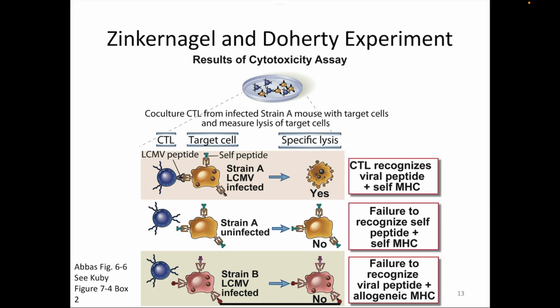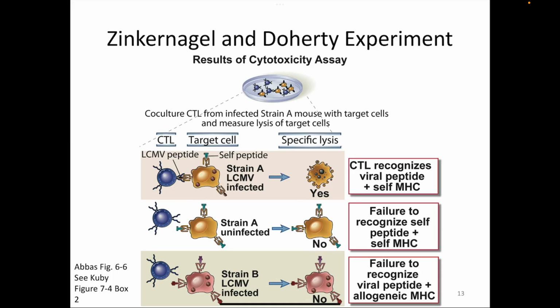If they used target cells from strain A that were uninfected, that had not been infected with the virus, the CTLs, the cytotoxic T cells, didn't work. They didn't kill the cells. So somehow the cytotoxic T cells knew which cells were infected and which ones weren't. And they only killed infected cells.